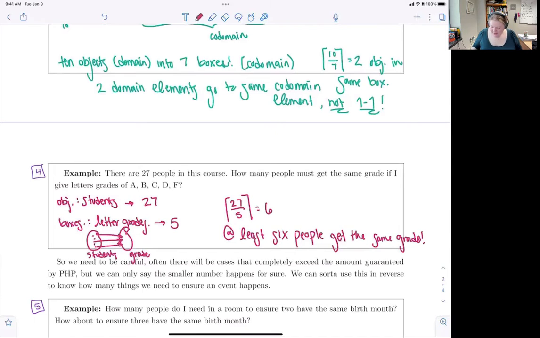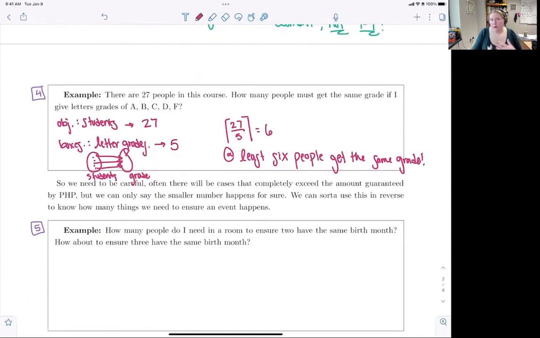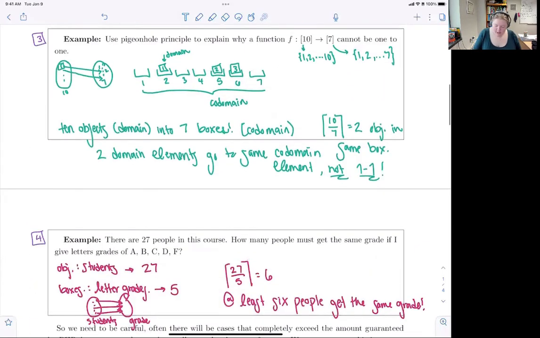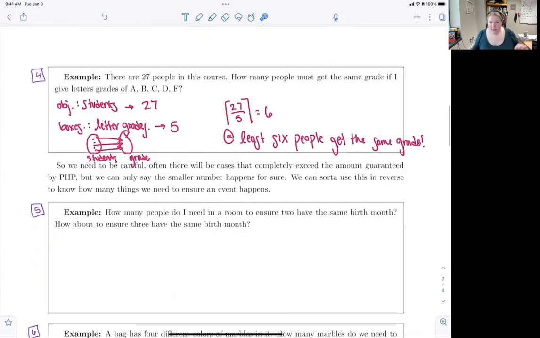Cool. So a little forewarning here: there will often be cases that completely exceed the amount that we get guaranteed. Maybe everybody gets A's, or maybe this whole function maps to the number 1. That's okay, but I can't guarantee that that happens. So really all I can say is that this smaller number is what happens for sure. Now, with that in mind, we can reverse engineer a couple of questions about Pigeonhole as well.